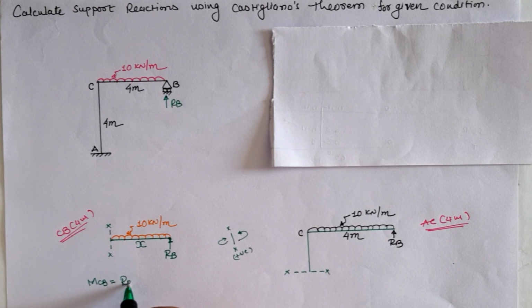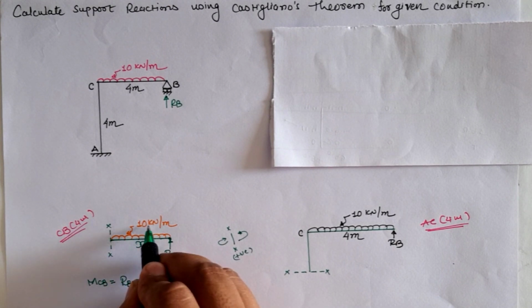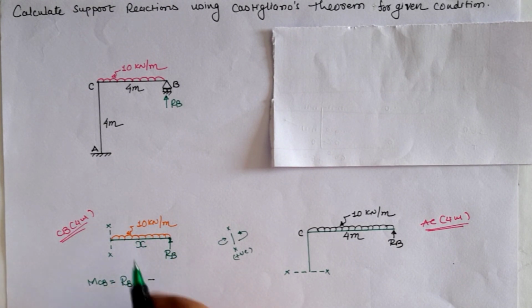So RB into x is positive, and due to the 10 kN per meter UDL, it is load into distance by 2, hence 10 into x by 2. Hence the total moment in the CB segment is RB into x minus 5x square.